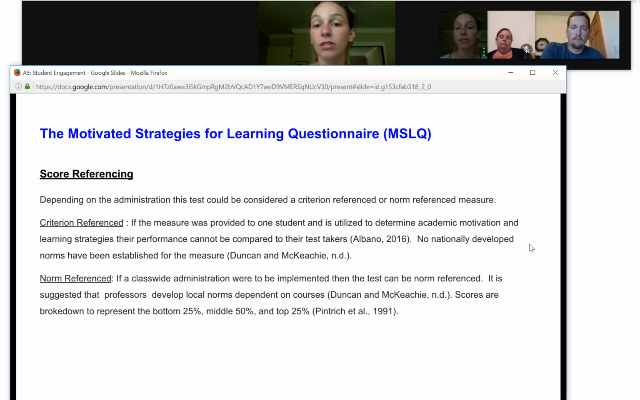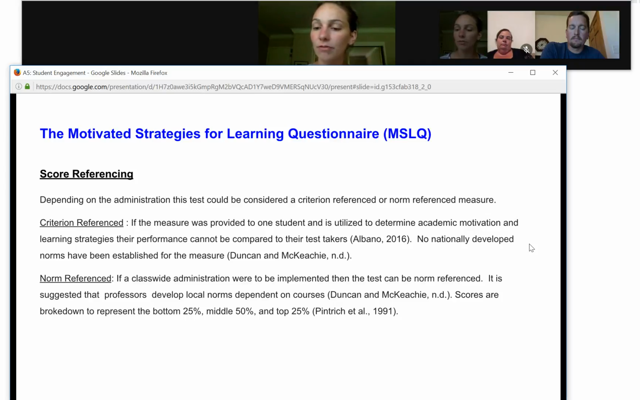Next. What is interesting for the MSLQ is the score referencing. From what I was able to interpret from the test, it can go either way, whether being norm referenced or criterion referenced. It depends how the professor or the individual would like to use the test. If the individual or the professor only provides it to one student, then it would be a criterion referenced measure. Since there are no established norms or developed norms for this measure, it would simply be assessing a student's abilities alone to determine what interventions may be needed by the professor.